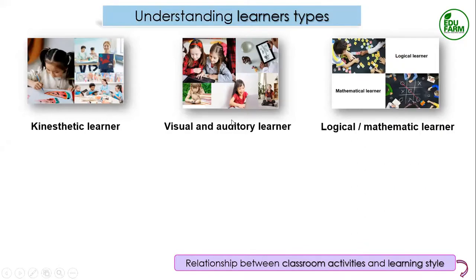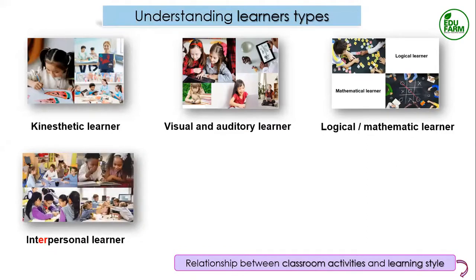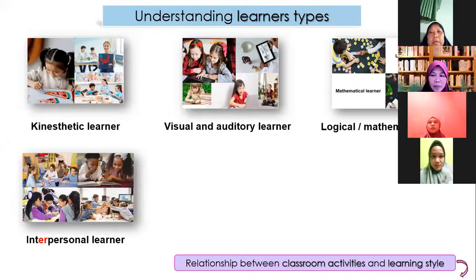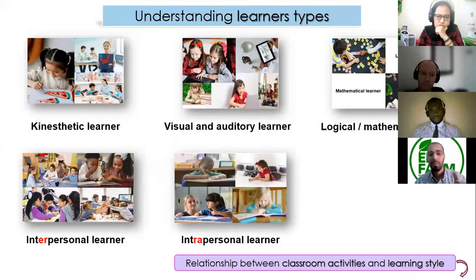So they like that kind of stories and that kind of activities. Okay, so learner number four, the interpersonal learner. This type of learner likes to work in a group and do collaborative tasks. They work in a group or in pairs, and that's very helpful for them.